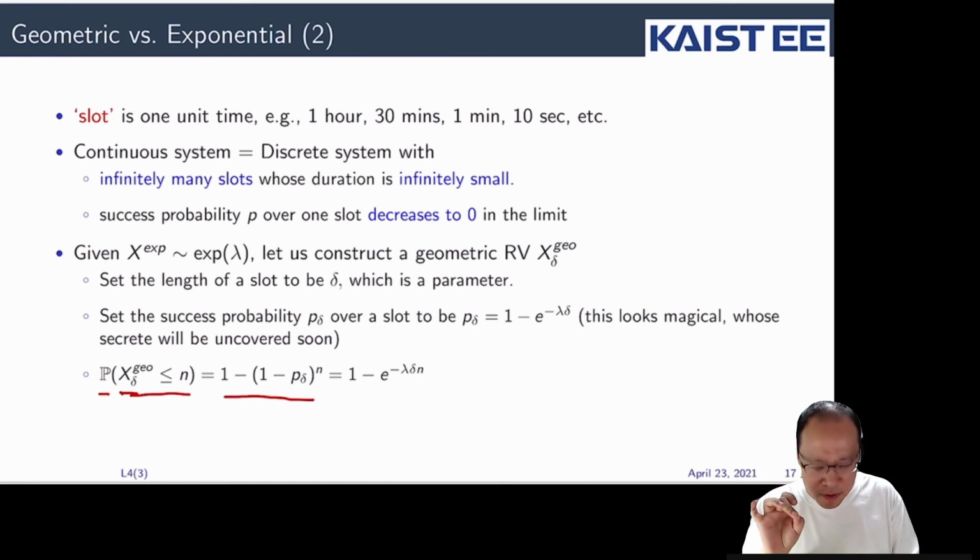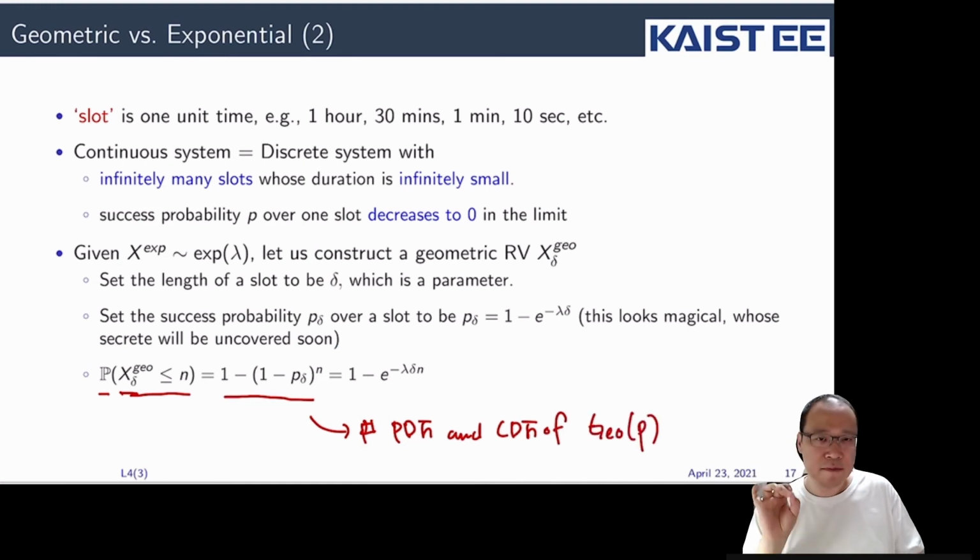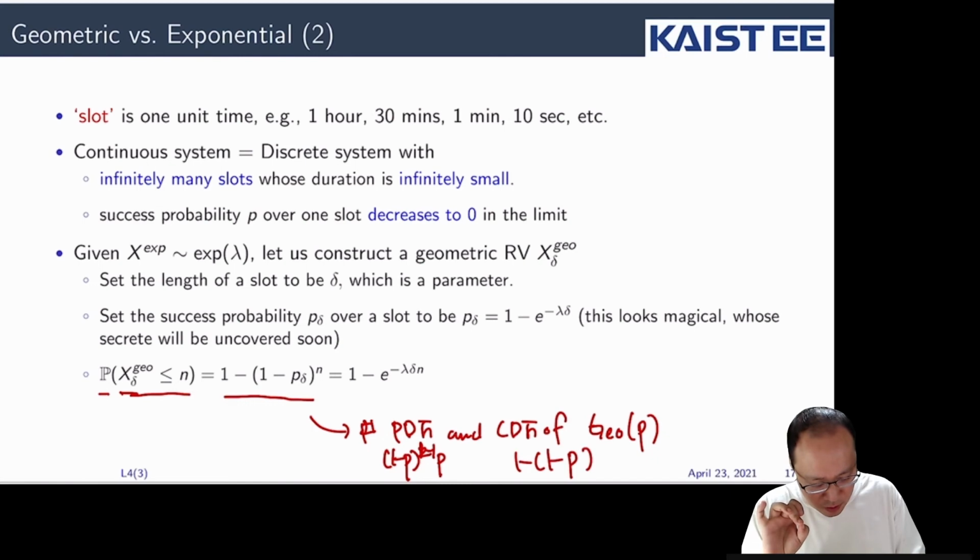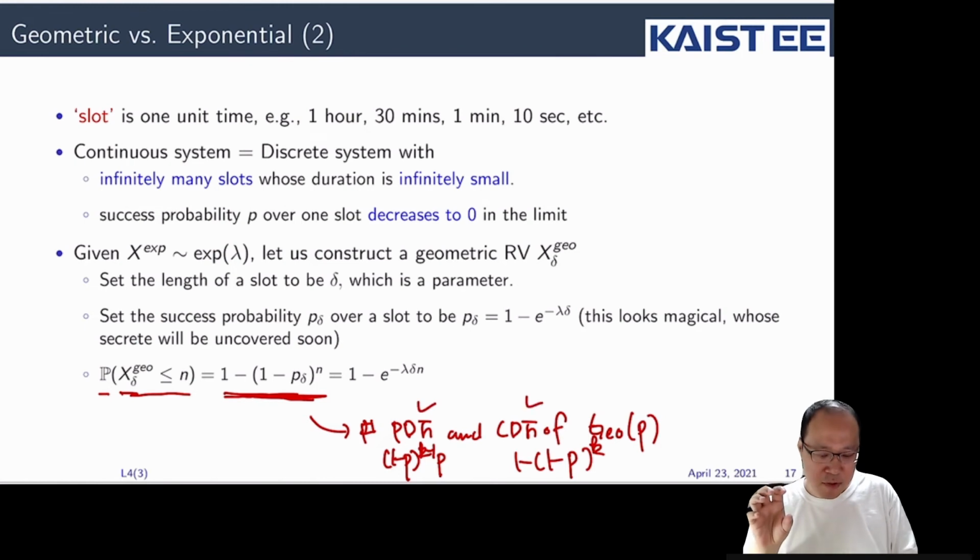Do you remember the PDF and CDF of a geometric random variable with the parameter p? Yeah, the PDF was (1 minus p) to the k minus 1, times p. And the CDF was actually 1 minus (1 minus p) to the k. That was the CDF. That's why we are using this. If you are not comfortable with this, you can just do the math of the geometric random variable, use the PDF, and compute the CDF.